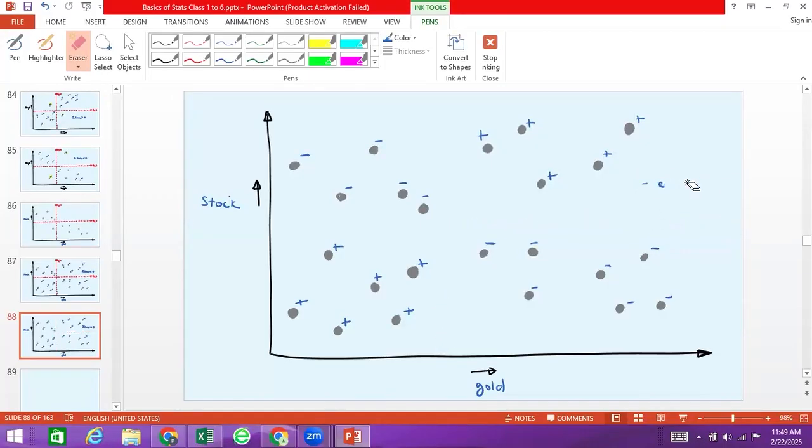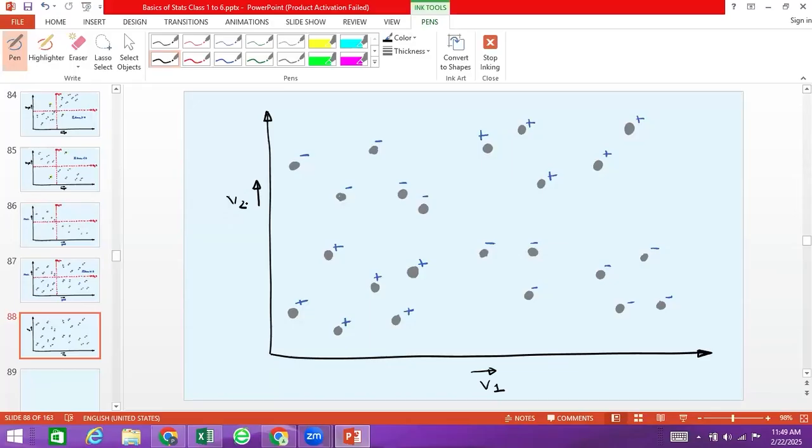Let's forget about this stock and gold. Let's give them the names variable 1 and variable 2. Tell me what is the relationship between variable 1 and variable 2? Unrelated. I cannot say that if variable 1 increases, then variable 2 increases, or if variable 1 will decrease, variable 2 will decrease. I cannot make any comment. Why? Because variable 1 and variable 2 are not related to each other.